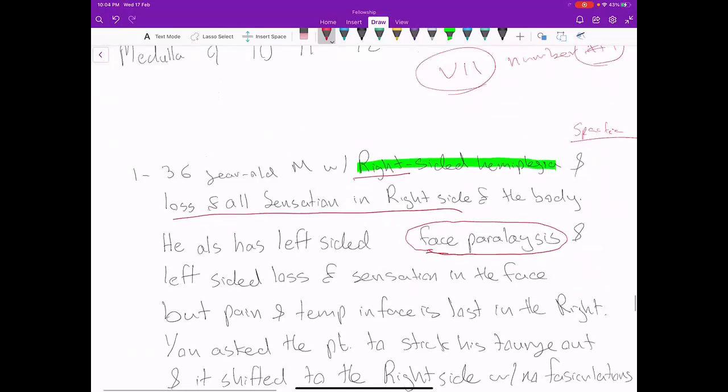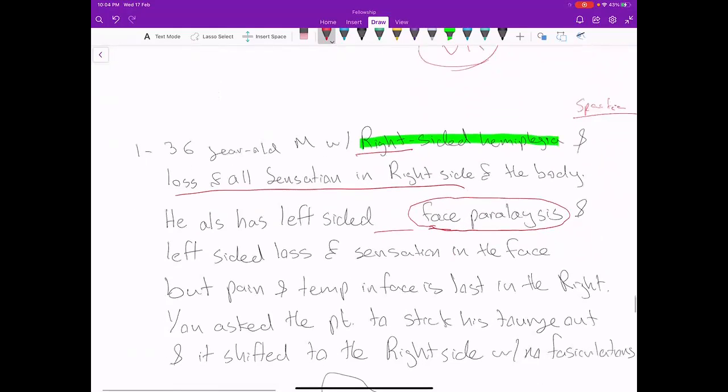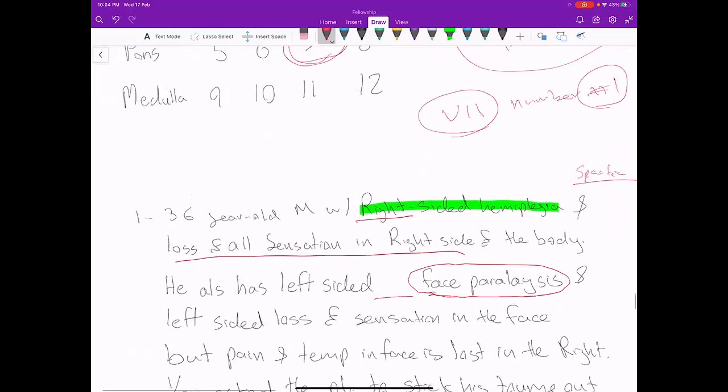Left-sided. So he has left-sided face paralysis. Left-sided loss of sensation of the face. Pain and temperature is lost on the right. So stick his tongue out.